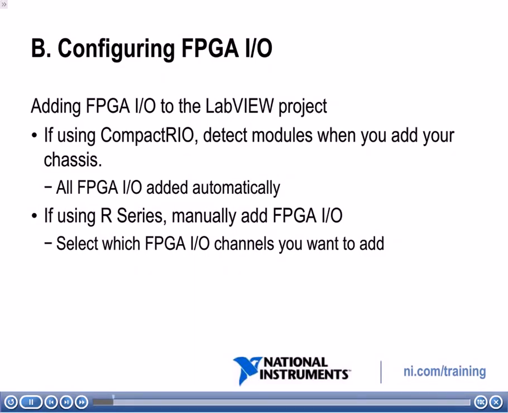The way that you would add FPGA IO to your LabVIEW project could differ depending on what kind of target you're using. If you're using CompactRIO, you can detect the modules when you add your chassis, and this is an easy method because all the FPGA IO will be added automatically. If you're using R-Series, you can manually add FPGA IO. When you're using R-Series, there's typically a lot of lines, so by manually adding the FPGA IO, you can select which exact FPGA IO channels you're going to be using in your project.